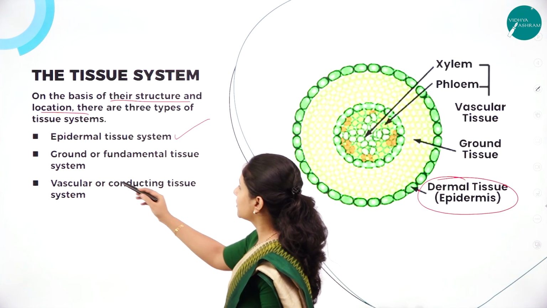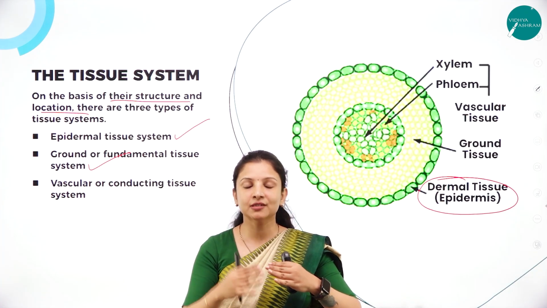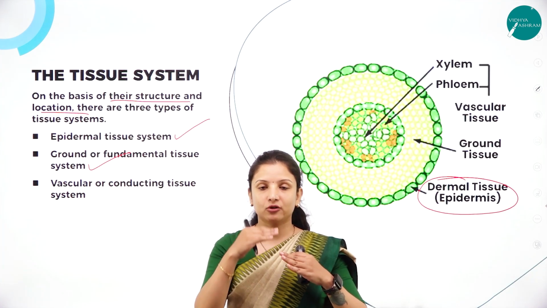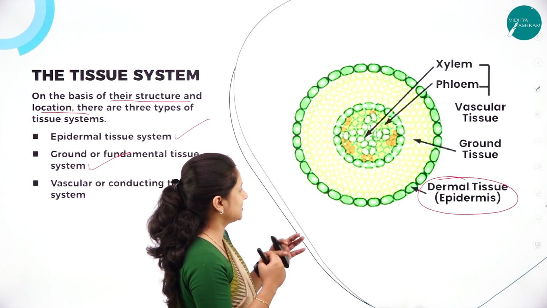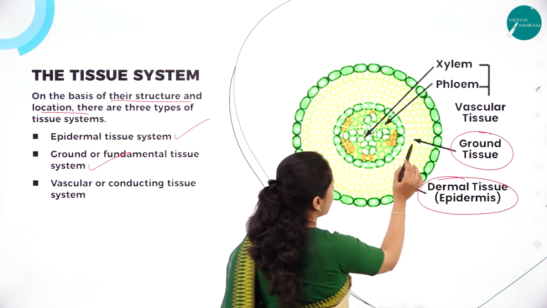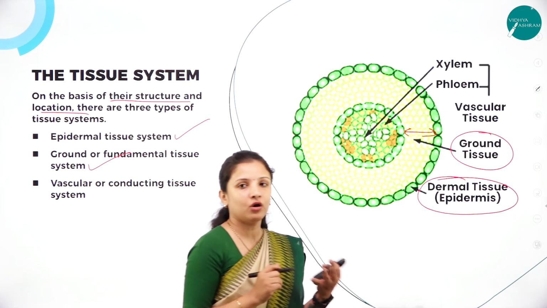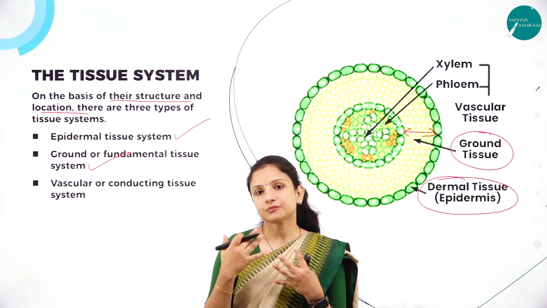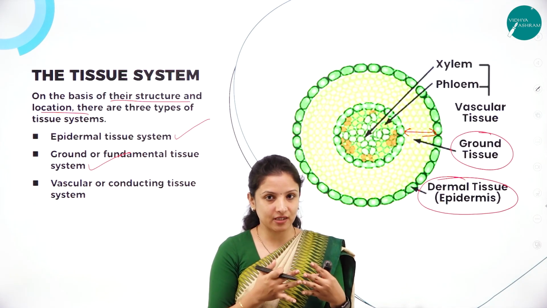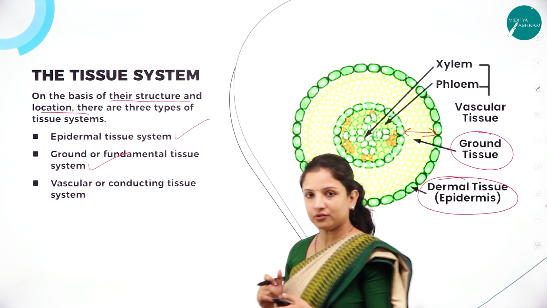And next comes the ground or the fundamental tissue system. So below the epidermis, whatever cells or different tissues are present, we call it the ground tissue system. That is, it is placed between the epidermis and the endodermis, or between the epidermis and the vascular bundle. So whatever cells are placed there come under the ground tissue system.